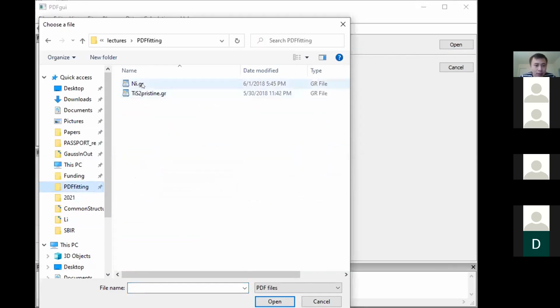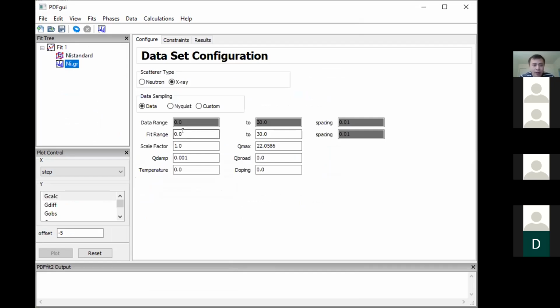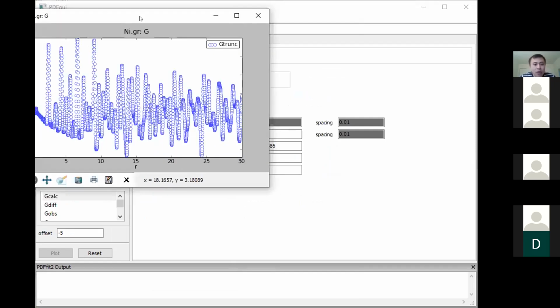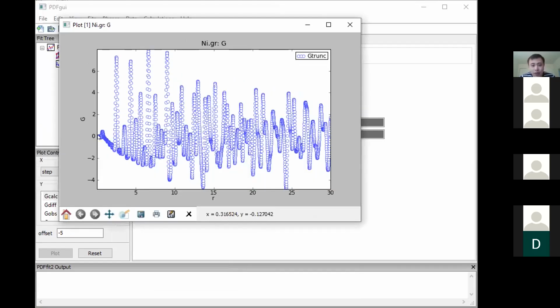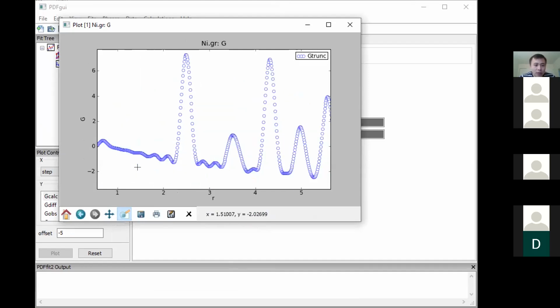Now we can input the data file I sent you in the email. Okay, we can plot it, see. So nickel is very nice. We already see the very small Fourier transform ripples. Not surprising since nickel is a strong scatterer and gives nice data. But we can still cut off somewhere from here, let's say 2.1 something.